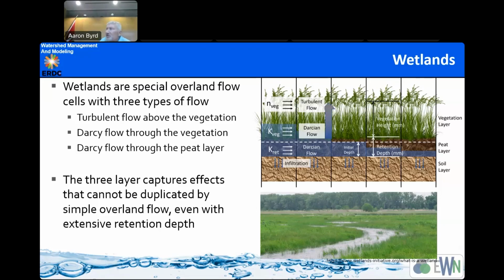Even if you really jack up the retention depth, because I have in the past run models where we captured wetlands with a high retention depth. And sometimes that works, but sometimes that does not work. We're going to add some wetlands and define these parameters. So you'll understand better, I think, when you do it yourself.